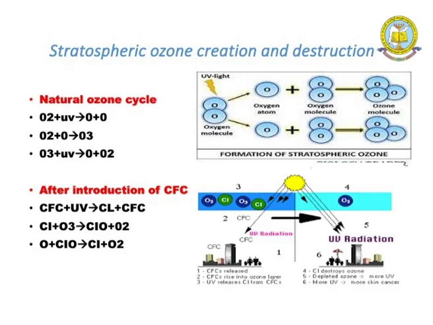Now, when oxygen reacts with ultraviolet radiation, it splits the oxygen molecule into O and O. Now, this O2 again combines with O to form ozone, which is an O3 molecule. Now, this O3 is very important because it stops the ultraviolet radiation, right. So, this is how ozone is created.